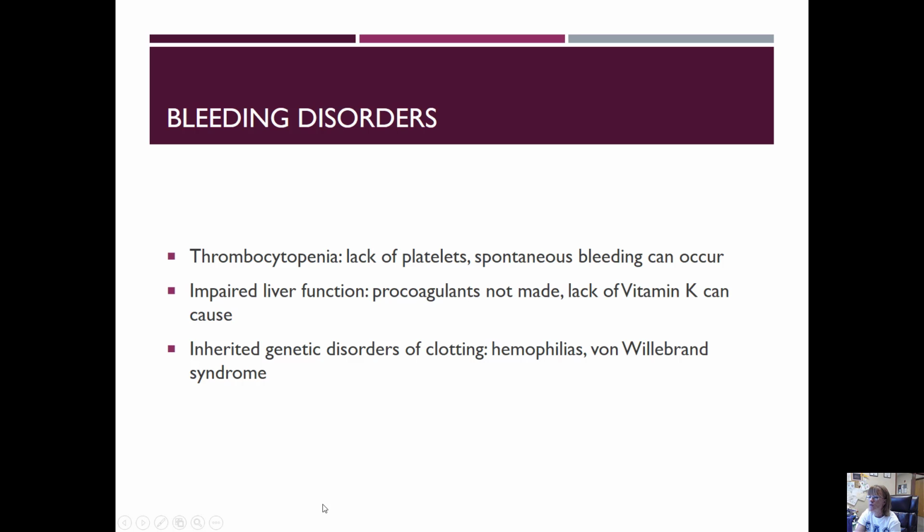Okay, so bleeding disorders: thrombocytopenia, lack of platelets, where spontaneous bleeding can occur. Any kind of impaired liver function will result in procoagulants not getting made, or lack of vitamin K, or of course genetic disorders of clotting like the hemophilias A, B, and C, and then von Willebrand syndrome. All right, that will do it for this section.